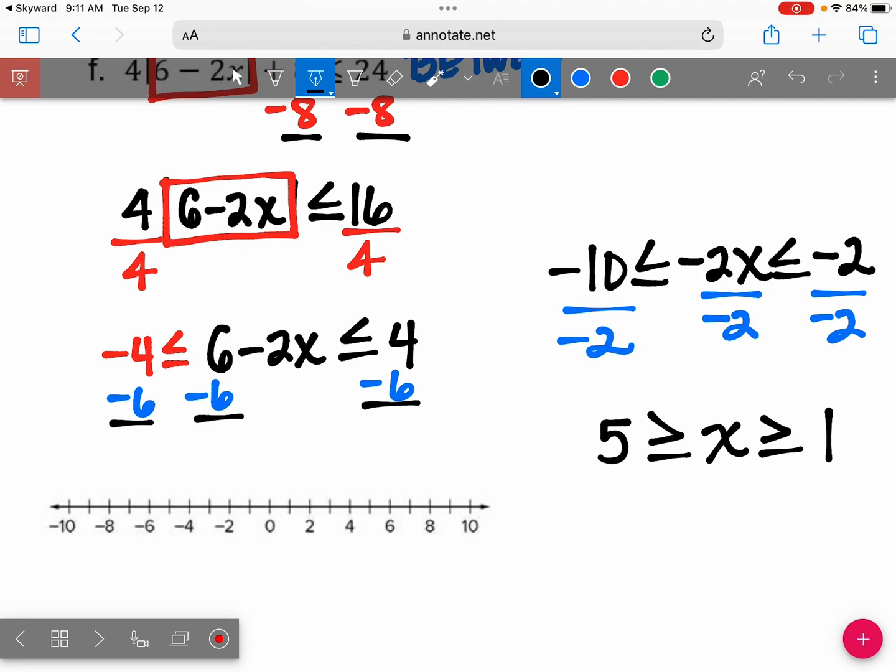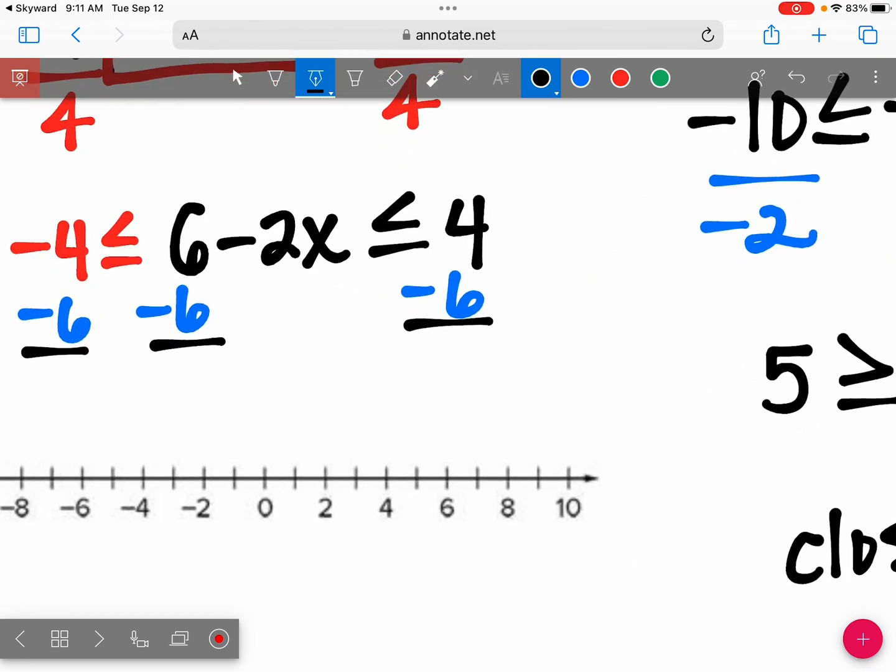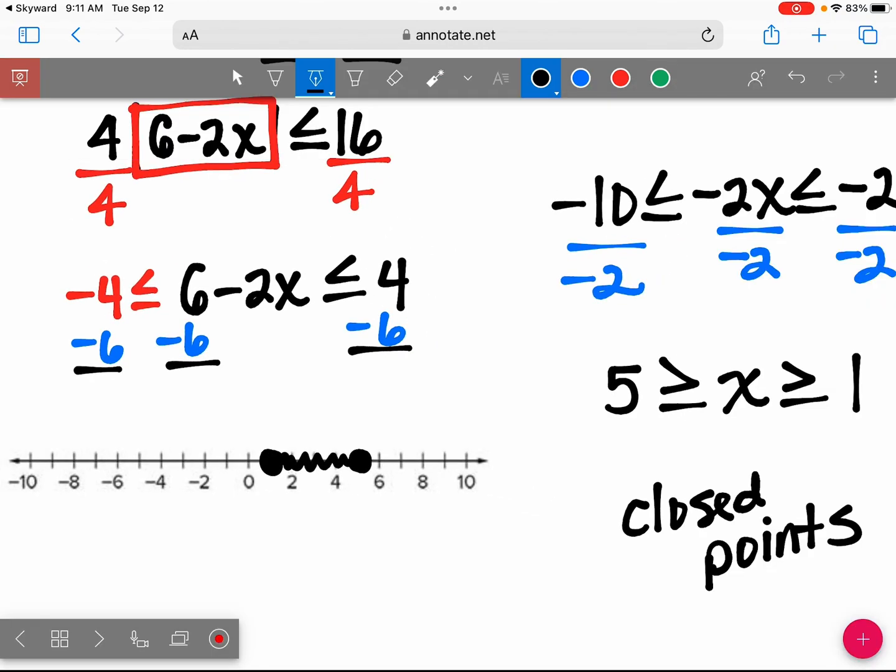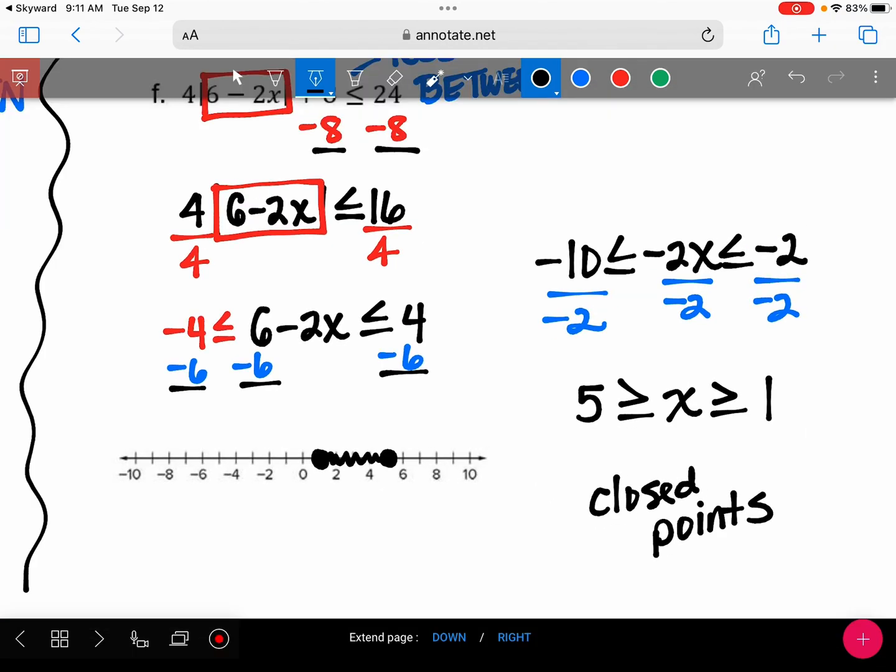Except this time we have closed points. So put a closed point on 1 and a closed point on 5 and connect it. So we're going to start in 9.3. We'll finish it out on Friday.